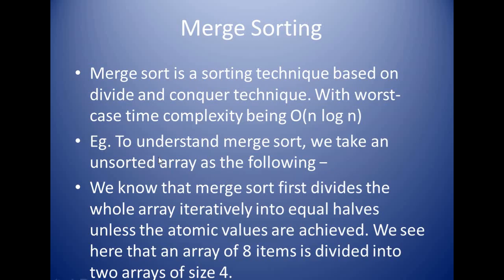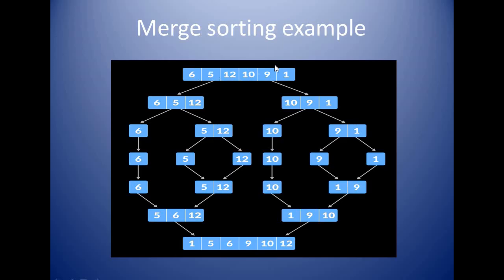To understand merge sort, we have to take an unsorted array. In this example: 6, 5, 12, 10, 9, 1. This is an unsorted array. We have to arrange it in order, and the final answer will be the ascending order of that array. First we have to divide the elements. Totally 6 elements are there, so we divide them as 3 and 3: 6, 5 and 12 on the left hand side, and 10, 9 and 1 on the right hand side.